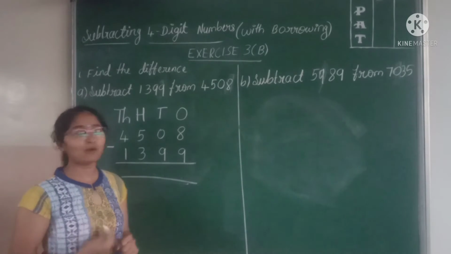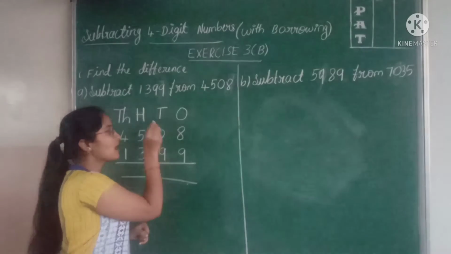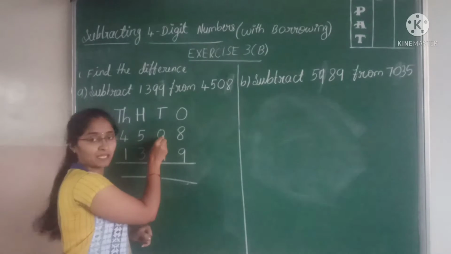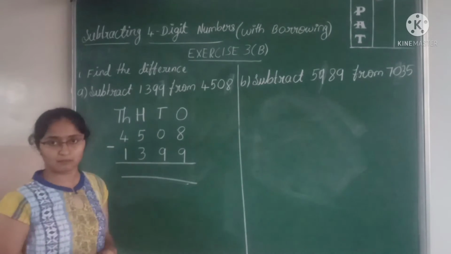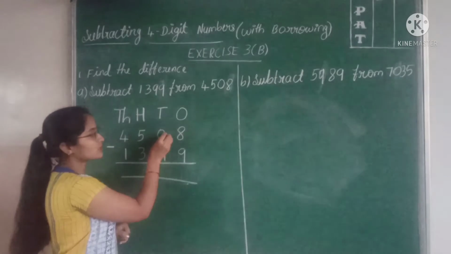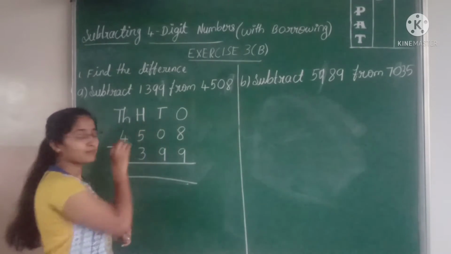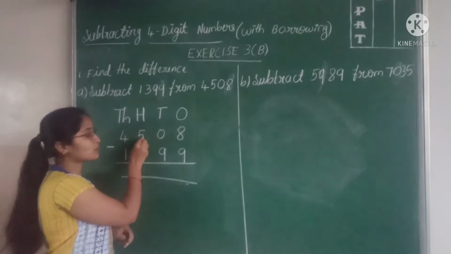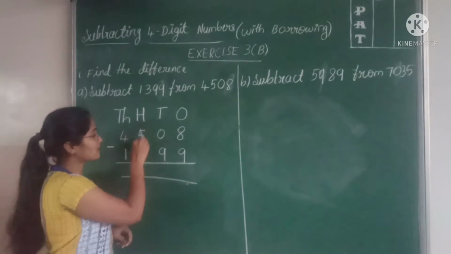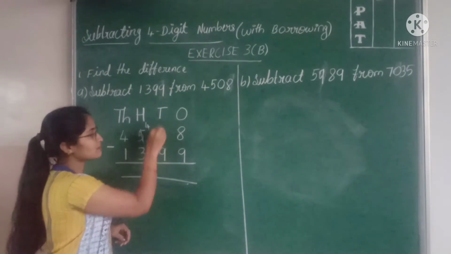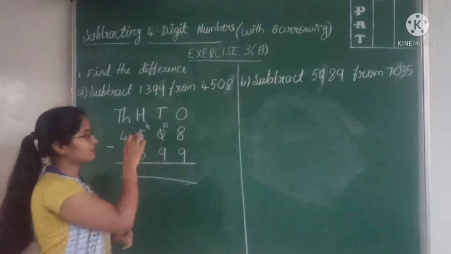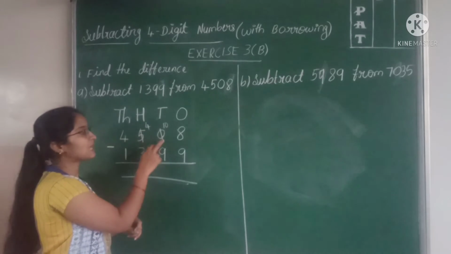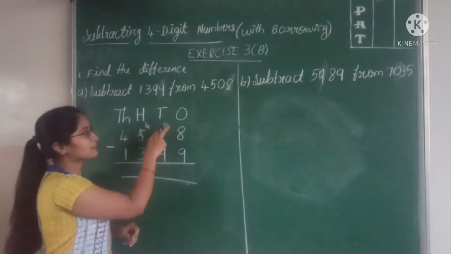What we are supposed to do now? When we cannot borrow from 0, before borrowing to the ones place number, we will borrow for the tens place number from the hundreds place number. The hundreds place number here is 5. When we borrow from 5, this 5 will become 4 and this 0 will become 10. When we borrow from a number, we need to reduce 1 from that.